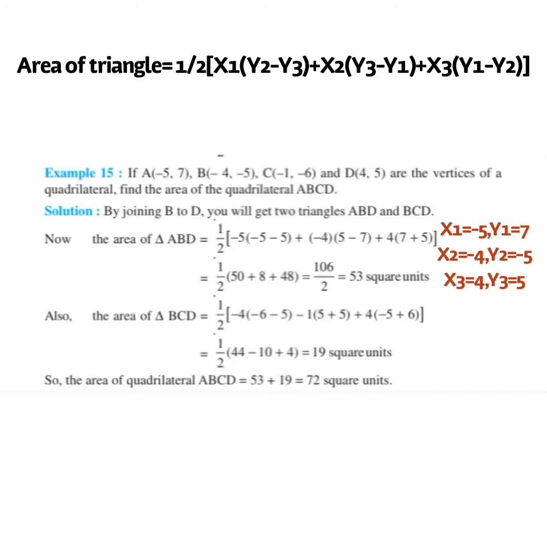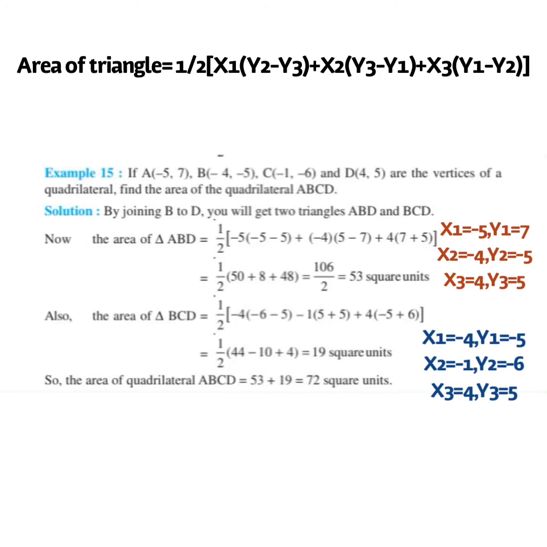Now we will find the area of triangle BCD. So considering points B, C and D, we get x1 is equal to minus 4, y1 is equal to minus 5, x2 is equal to minus 1, y2 is equal to minus 6, x3 is equal to 4 and y3 is equal to 5. And substituting it, we will get the area of BCD is equal to half into [minus 4 into (minus 6 minus 5) plus minus 1 into (5 plus 5) plus 4 into (minus 5 plus 6)].